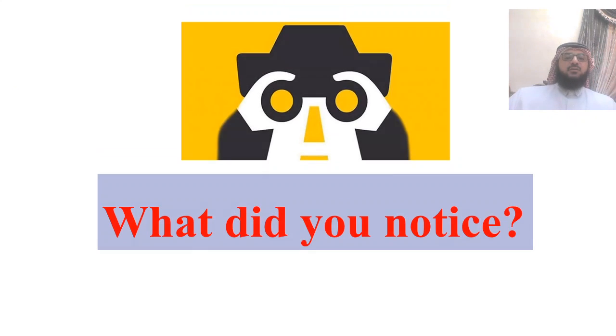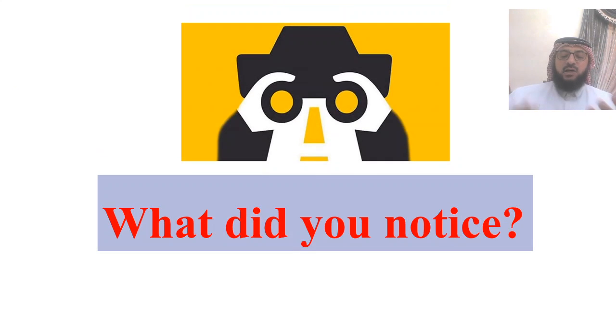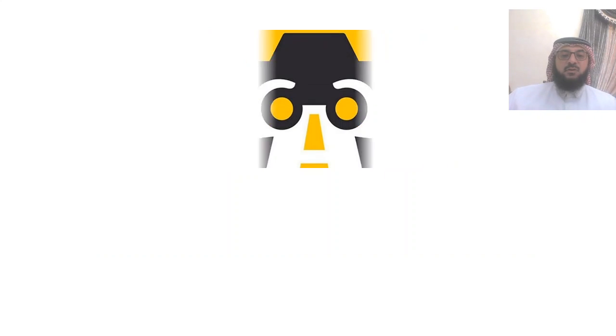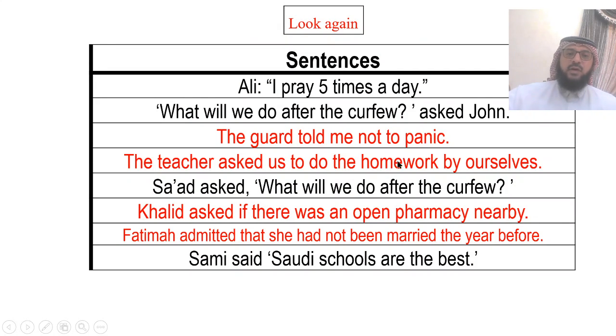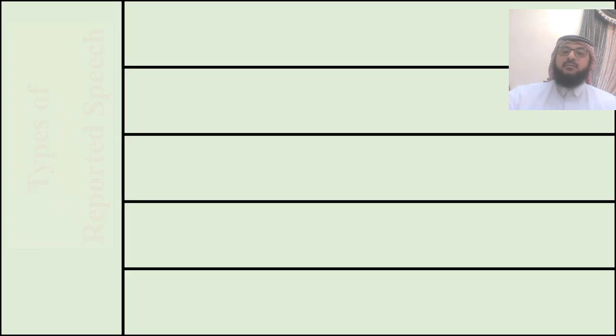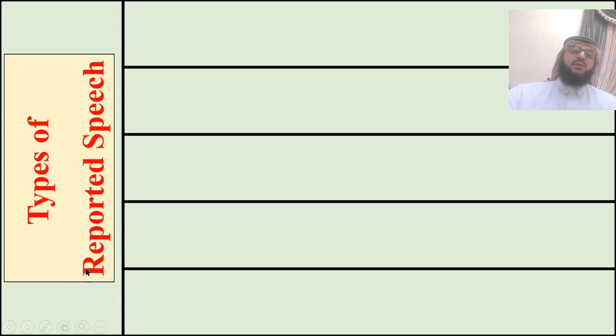The question is, what did you notice? وش لاحظت? What did you notice? Look again. شوف الجمل مرة ثانية. In the black ones are the direct, the red ones are the indirect. What differences can you notice? وش تلاحظ? Okay, let's move on.